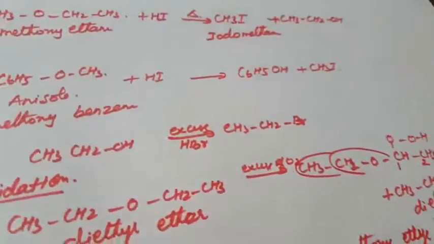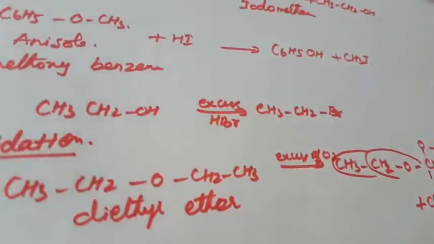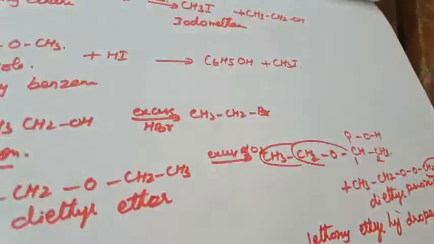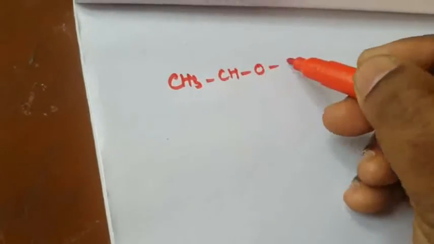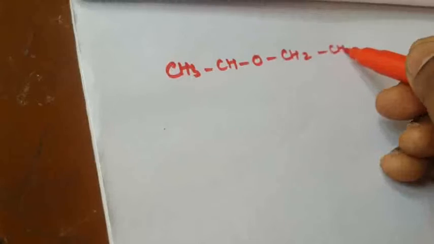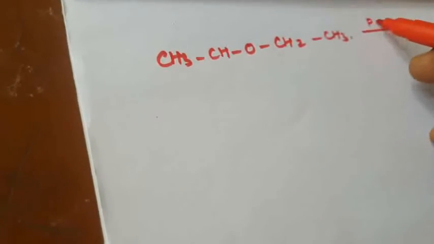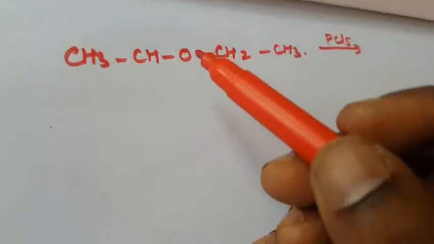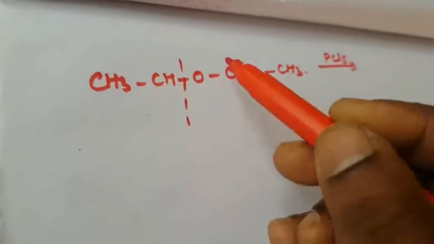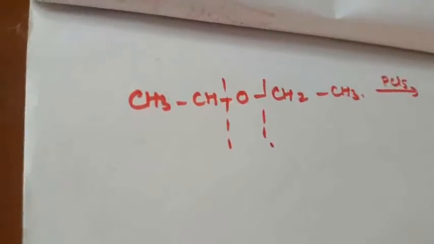Some more reactions of this ether compound. First one is diethyl ether, CH3CH2OCH2CH3. When it reacts with PCl5, what will happen? How will PCl5 break it? It will break at the oxygen. So how to write this one?